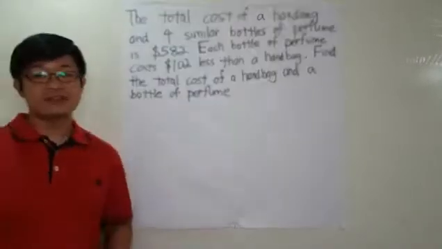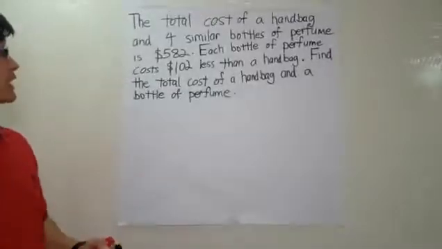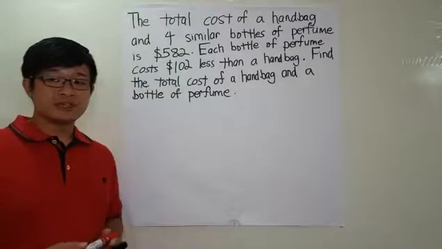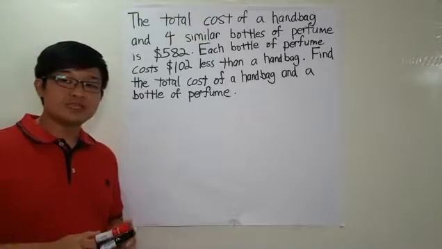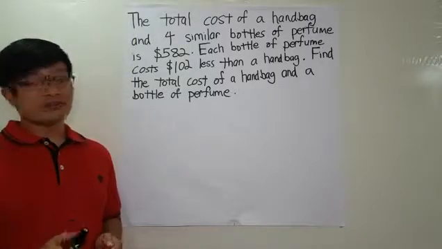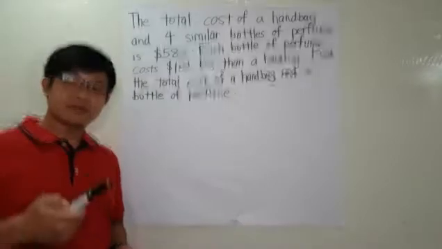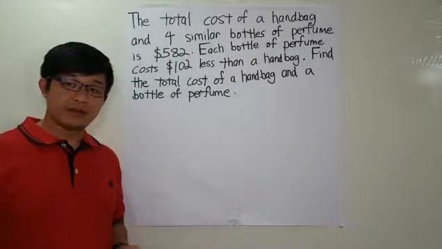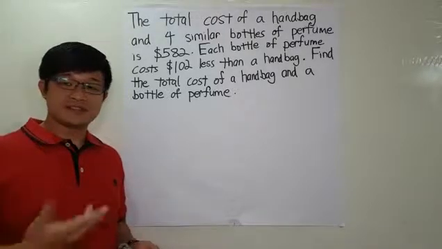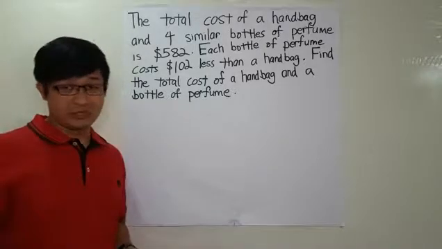Alright, so here goes for today's question. The total cost of a handbag and 4 similar bottles of perfume is $582. Each bottle of perfume costs $102 less than a handbag. Now find the total cost of a handbag and a bottle of perfume. Although this question came out at Primary 3 for this particular parent, it can appear at Primary 4, 5 or even 6. It's just that at Primary 6 this is not going to be a 4-mark question, it's probably only going to be 3.